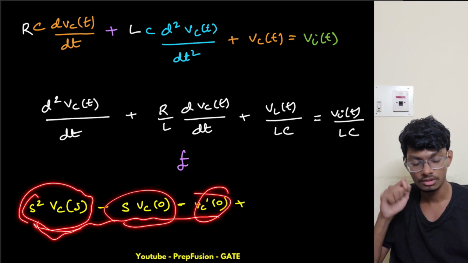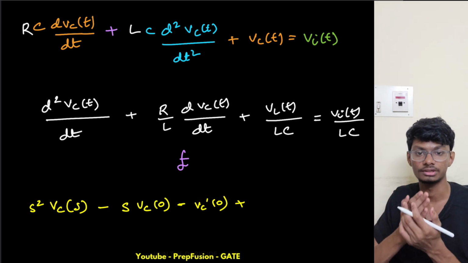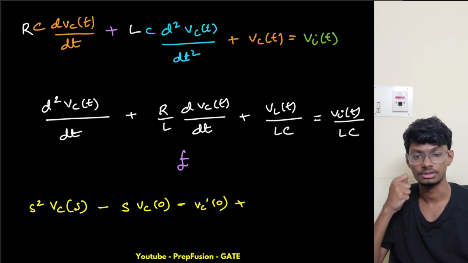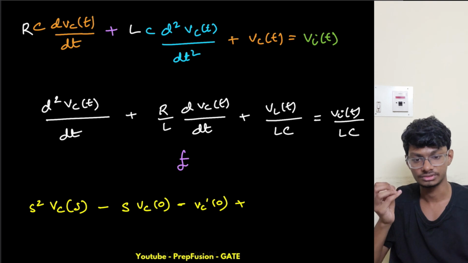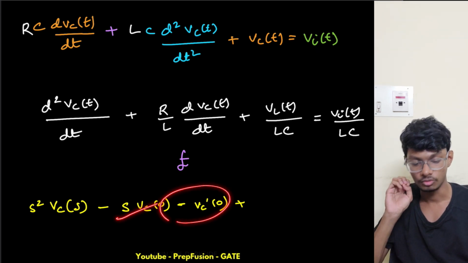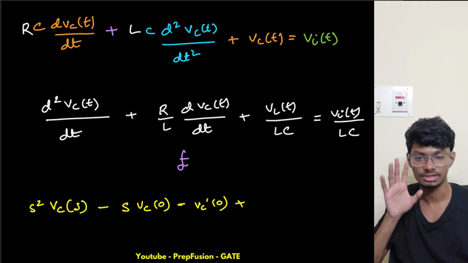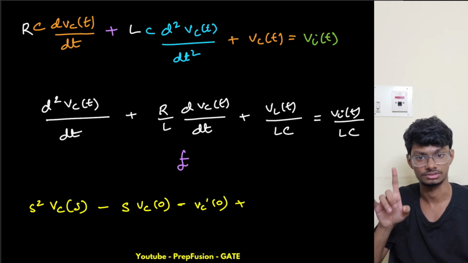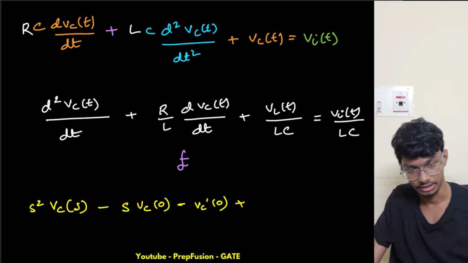Other terms also come, but we ignore them because we are interested in the transfer function, right? Now if we are interested in the transfer function, then I can ignore my initial conditions, right? Initial conditions are made 0 for finding the transfer function of the system. So yeah, that was the basic concept.